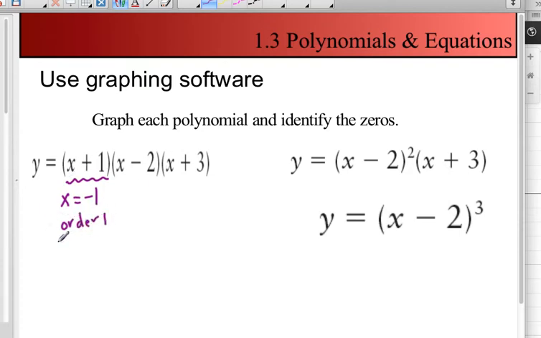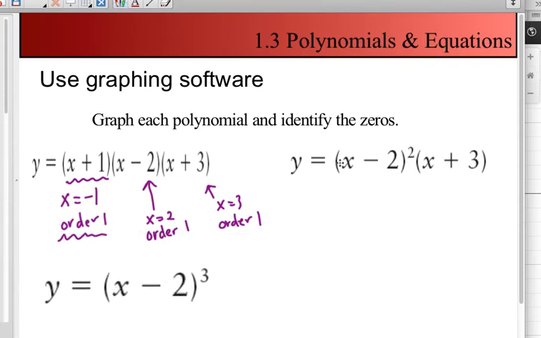So this is new terminology we're using here, order 1. This is a 0 at x equals 2. It's also order 1. It's not repeated more than once. This has a 0 at x equals 3. It is also of order 1. It's only repeated once.